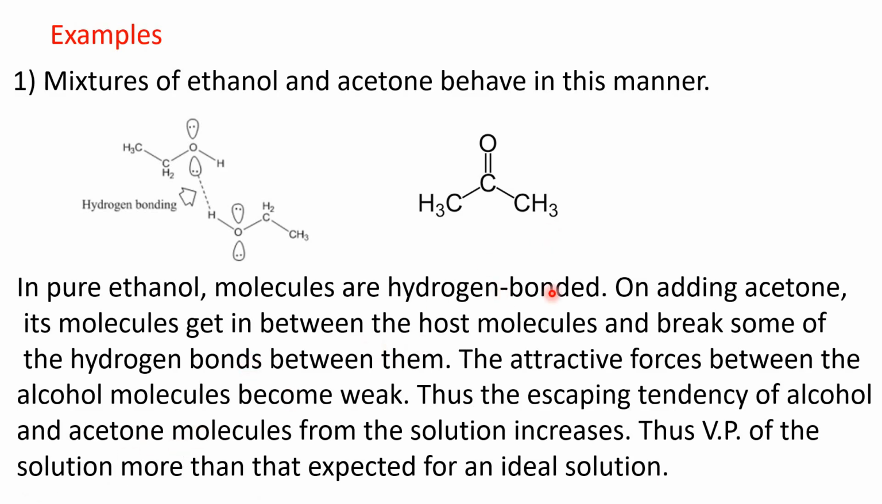In pure ethanol, molecules are hydrogen bonded. On adding acetone, its molecules get in between the host molecules and break some of the hydrogen bonds between them. The attractive forces between the alcohol molecules become weak. Thus, because hydrogen bonds are broken, the escaping tendency of the alcohol and acetone molecules from the solution increases. So the vapor pressure of the solution is more than that expected for an ideal solution.